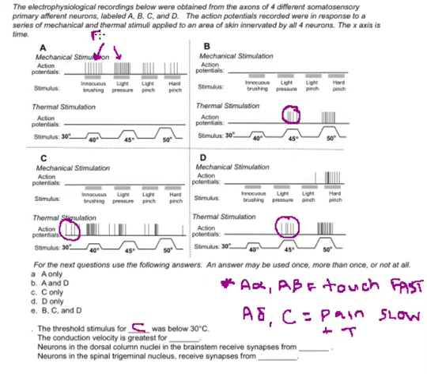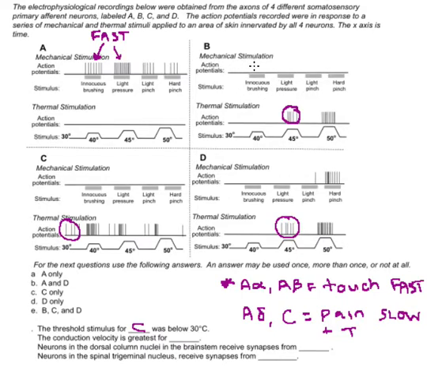This is a good sign that this is a fast conducting neuron. We also have some pain stimulation, but this seems to be the dominant stimulus. So that's pretty good. That looks like a pretty good answer.